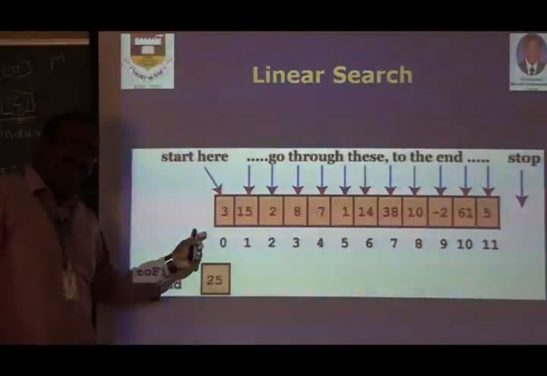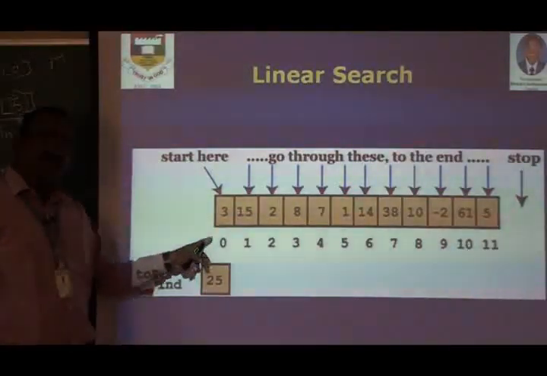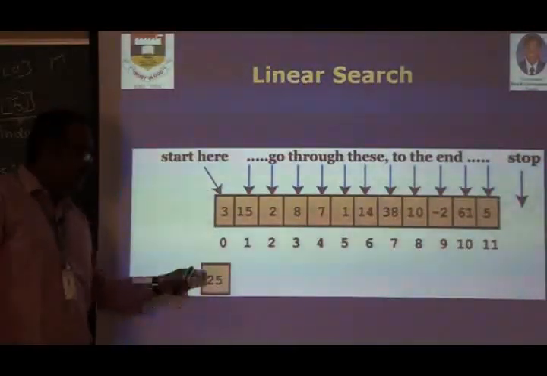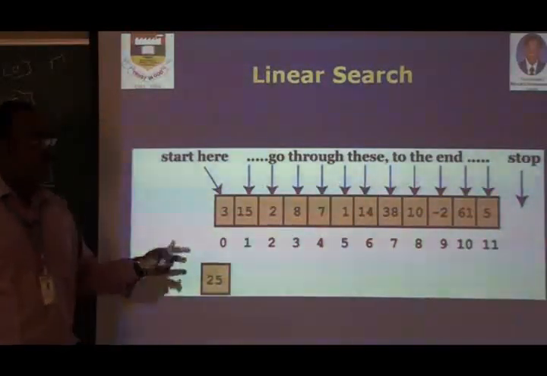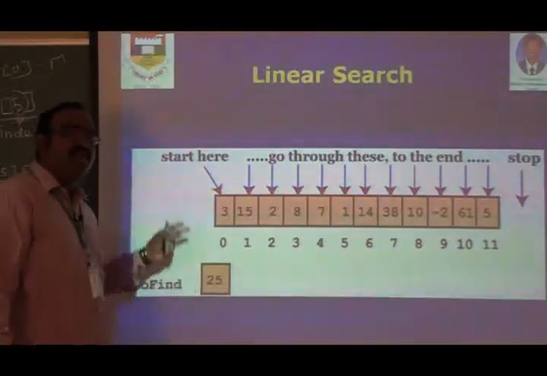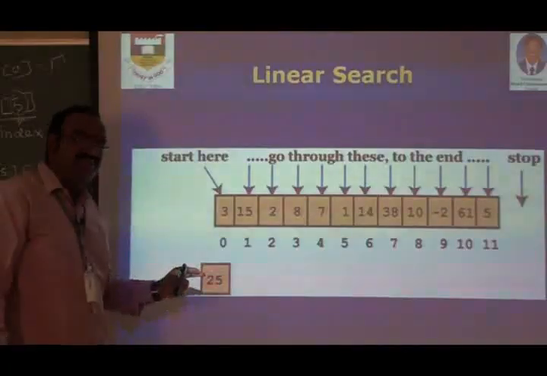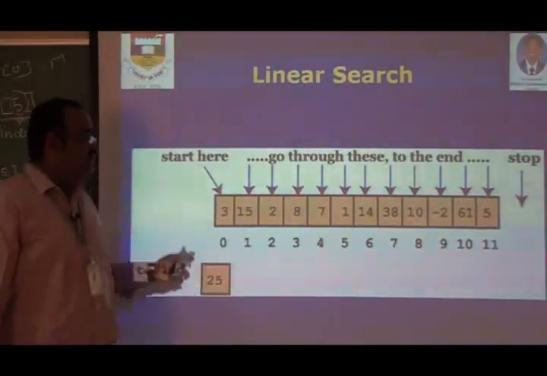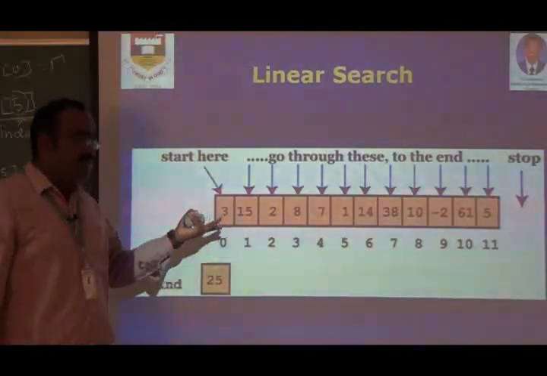So we start from the head of the list. To find 25, the head, element at position 0, is 3. Each and every value is compared in turn: 3 and 25, then 15, 2, 8, and so on to the end. If 25 is not among the elements, what happens? The algorithm stops execution and returns the value -1. So when you receive -1, 25 is not in the list. Right, so that is linear search.